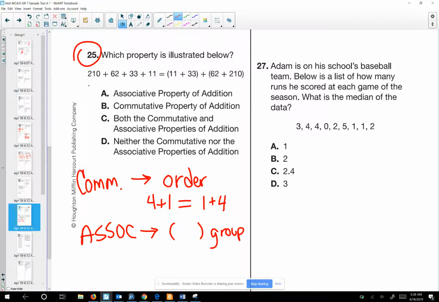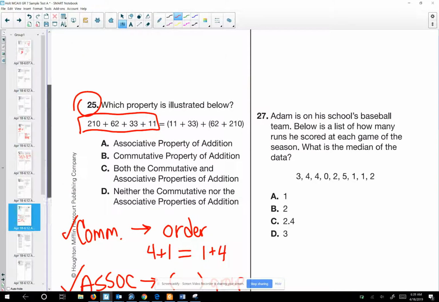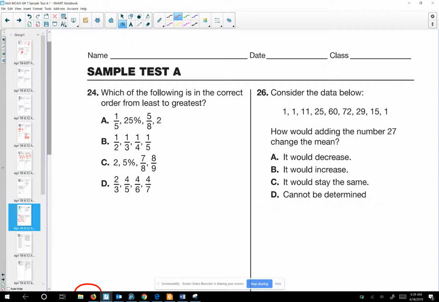So when you take a look at this question here, 210, 62, 33, and 11, the order changed. So right away I know for sure I've got to have commutative because it looks like they basically went entirely backwards and switched the order up. And then instead of going straight left to right, they also used some grouping. That's the associative property. Choose the correct answer when you get there. On number 26, which is on this same page, but up at the top. Let me get up here.